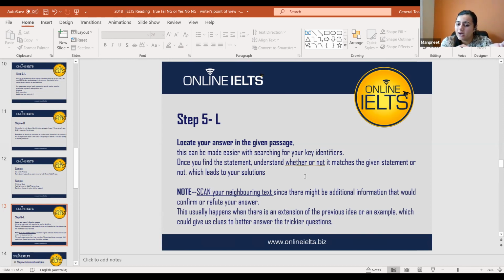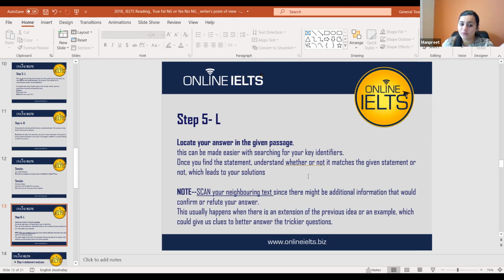Those are just however, although, but, and conditionals like if, and if there's a word like so, that means they're concluding it in some way. So it's better to confirm your answer rather than marking it wrong. Okay, is it clear, everybody? This was the last step that you have to do: locating your answers in the passage with the help of keywords.